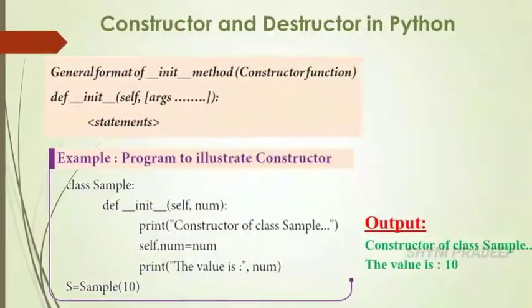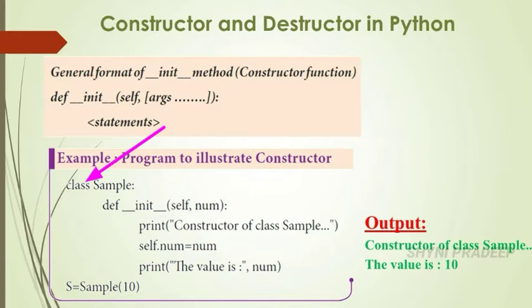Let us see the syntax of the constructor function. def is a keyword, next double underscore, init, next again double underscore, because the constructor init must begin and end with a double underscore. Next, within the parenthesis, write the arguments, the self argument and other arguments. After that, write the statements.